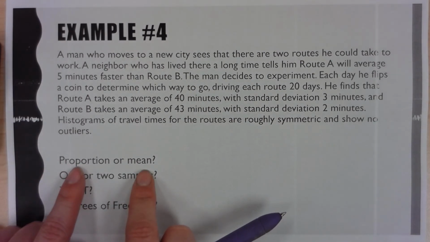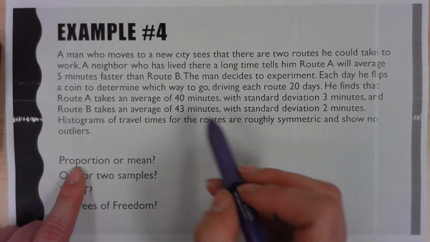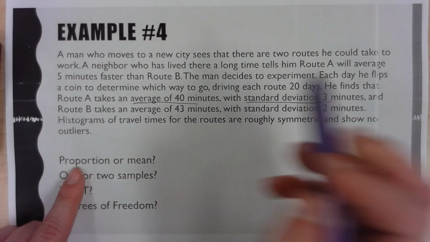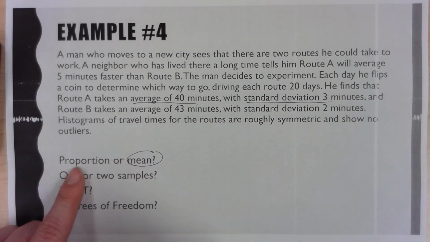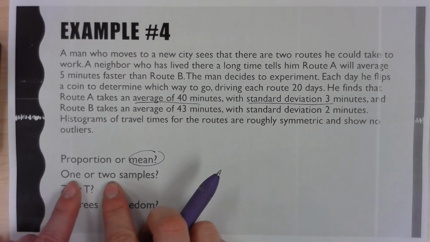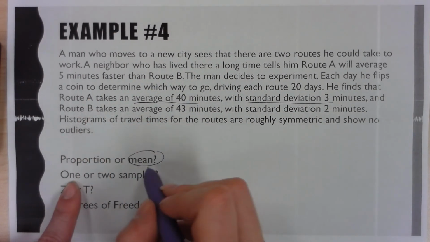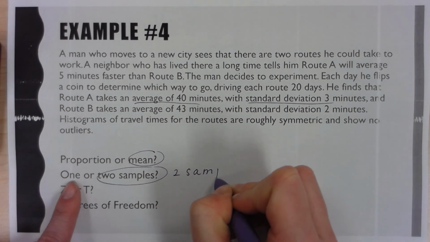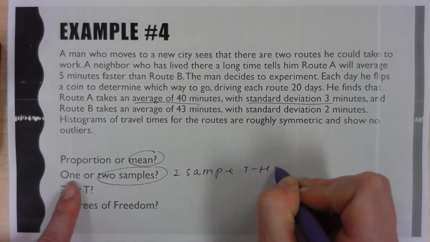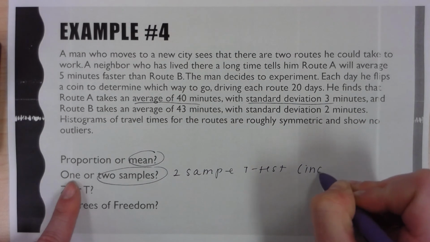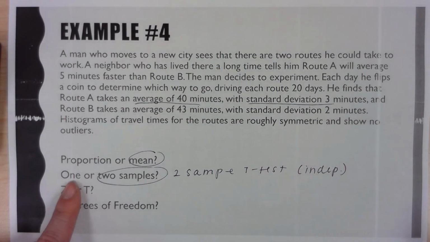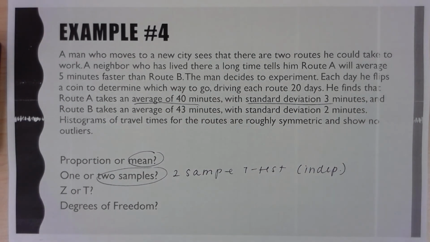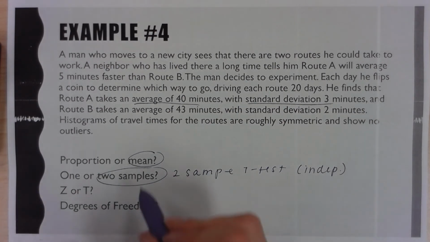Proportions or means? Because they're talking about averages and standard deviations, I'm definitely looking at means. 1 or 2 samples? They were talking about 2 routes to get to work, so I'm thinking definitely 2 samples. And this is a 2-sample t-test where the data is independent. They are not paired this time. Route A and Route B have absolutely nothing to do with each other, so they are independent.